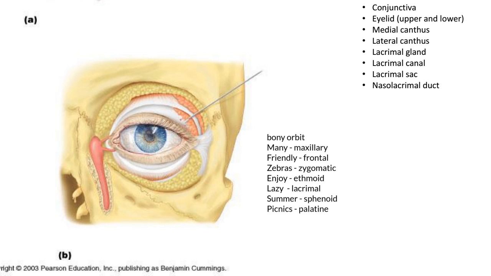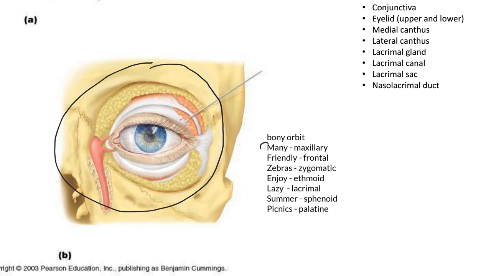So this is the bony part of the eye that is going to protect and surround it on the outside. Okay, so what you need to realize is that I've got my bony orbit here, and you need to get down these bones that make up the bony portion of the eye. The mnemonic there will hopefully help you to do that.